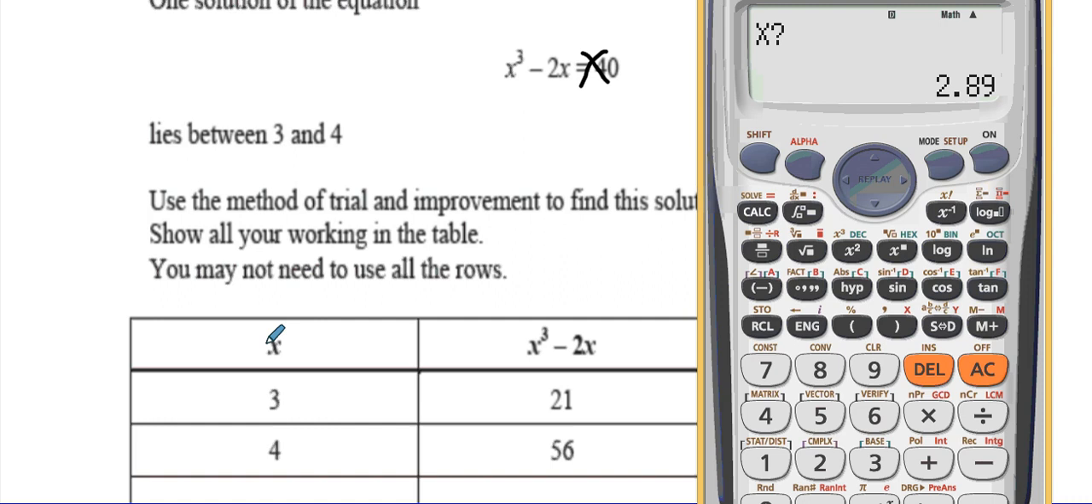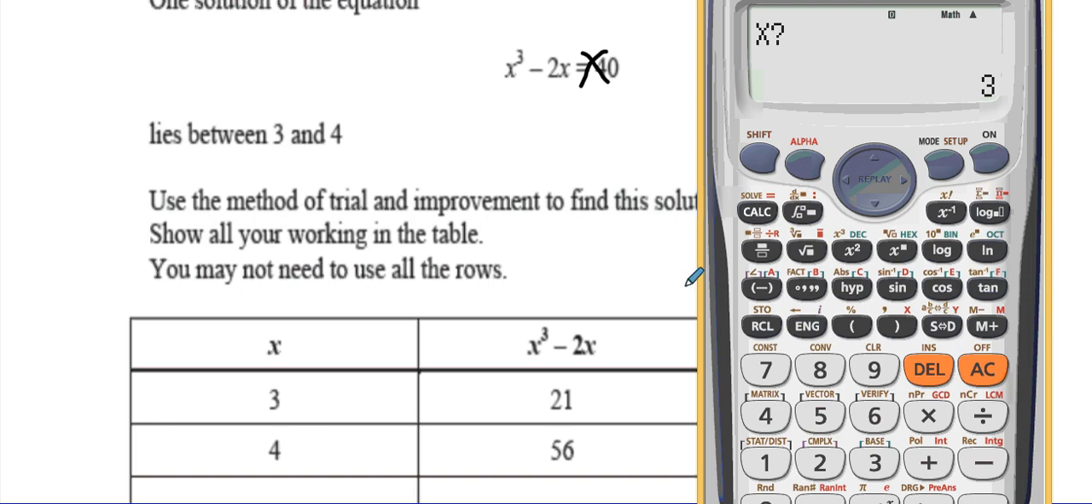Now let us calculate. Let us first check when x is 3. What do we get? Try x equal to 3. We got 21. So their example is correct. Try x is 4, equals to 56. Okay. Now 56 is higher than 40. Now that suggests that the solution for x lies between 3 and 4.